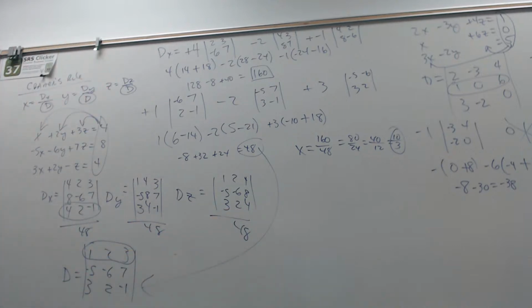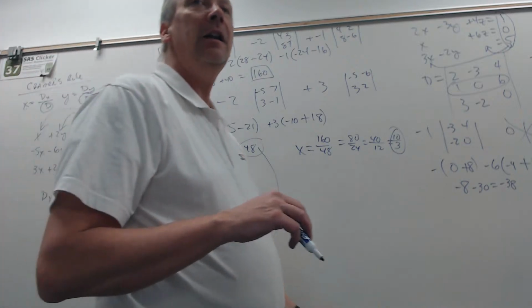Question? I was just gonna ask if we multiply the top of the numerator by D as well. No, D stands for determinant. So you just find the determinant of x divided by the determinant of all your coefficients. Okay? All right, any other questions?